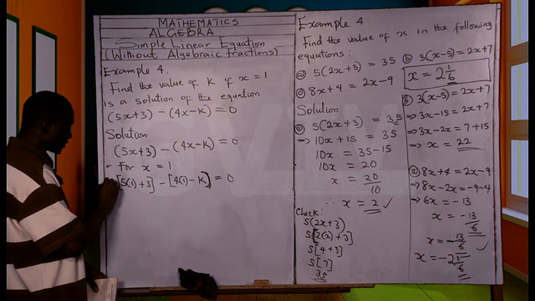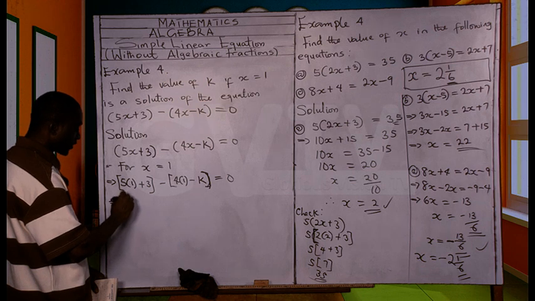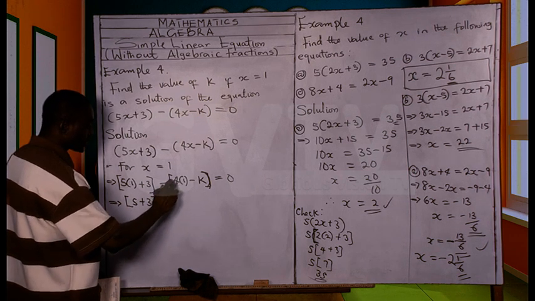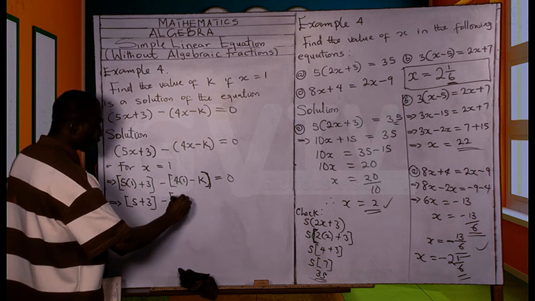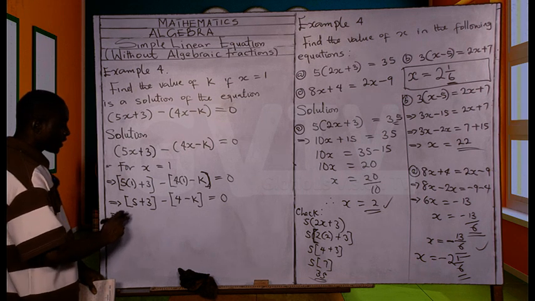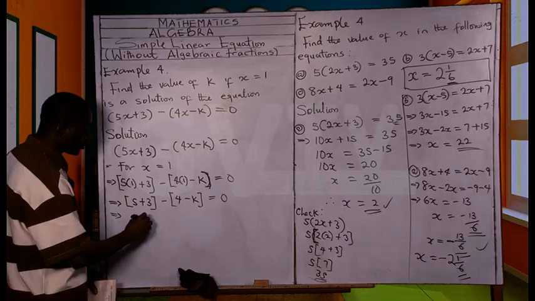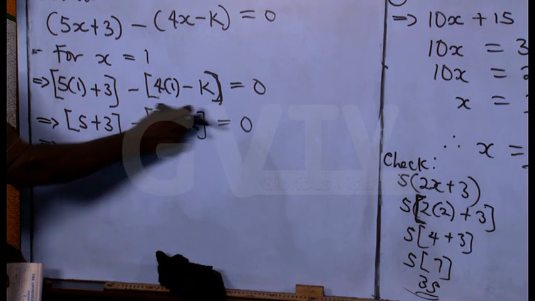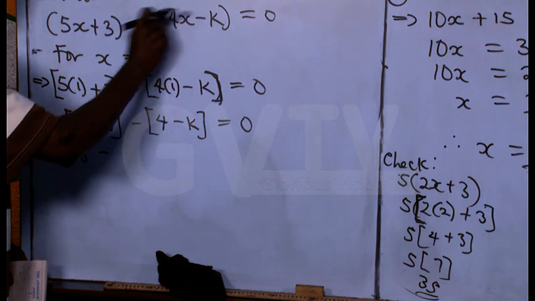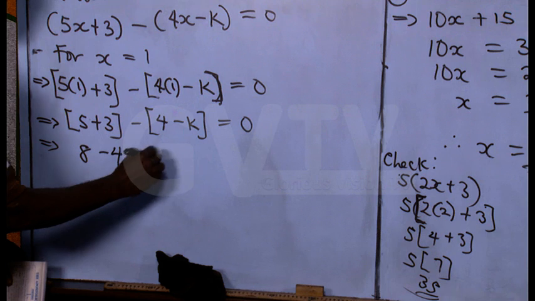All right, now for x equals 1, it gives us this, and then with this we have 5 multiplied by 1, this is a product, will give us 5 plus 3, we close the bracket, minus this will give us 4 multiplied by 1 to give us 4 minus k. We close the bracket, equals 0. Okay, with this we have 5 plus 3 to give us 8. The bracket is gone. This minus is going to affect the whole of this. You can see this minus is multiplying all this. So minus times 4 will give us minus 4. Minus times minus k will give us plus k equals 0.